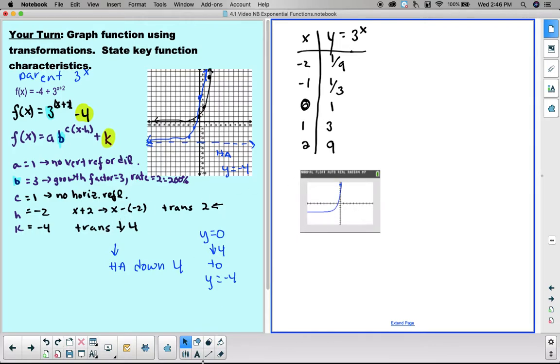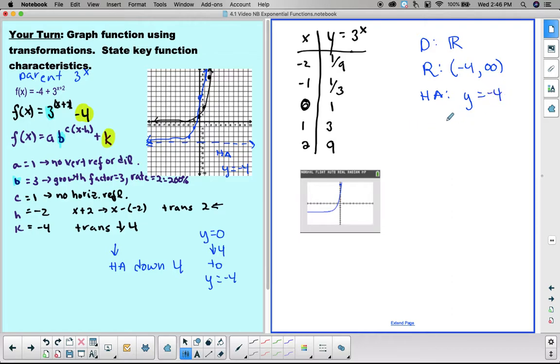So key function characteristics that need to be listed. The domain, once again, is all real numbers. The range has changed. Since the horizontal asymptote moved down by 4, the range is now from -4 to +∞. So the horizontal asymptote is y equals -4. The function is increasing everywhere. It's decreasing nowhere. And we have the y-intercept.